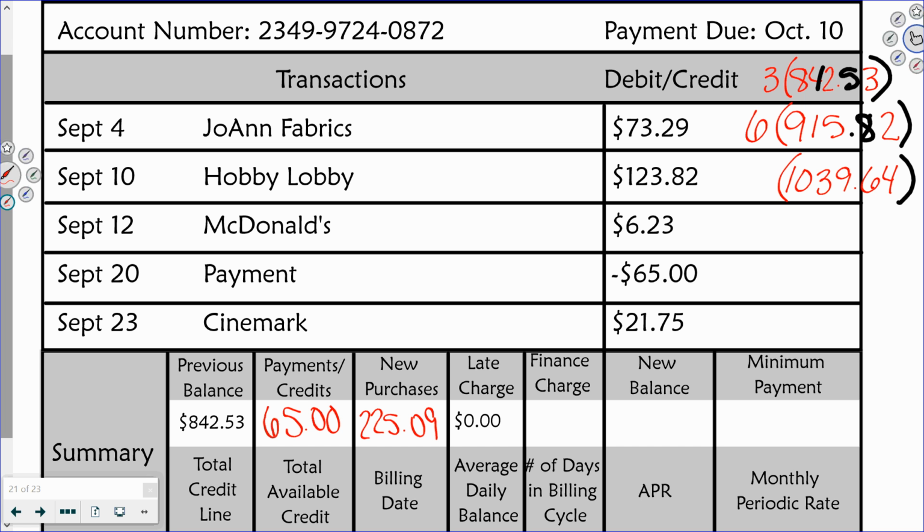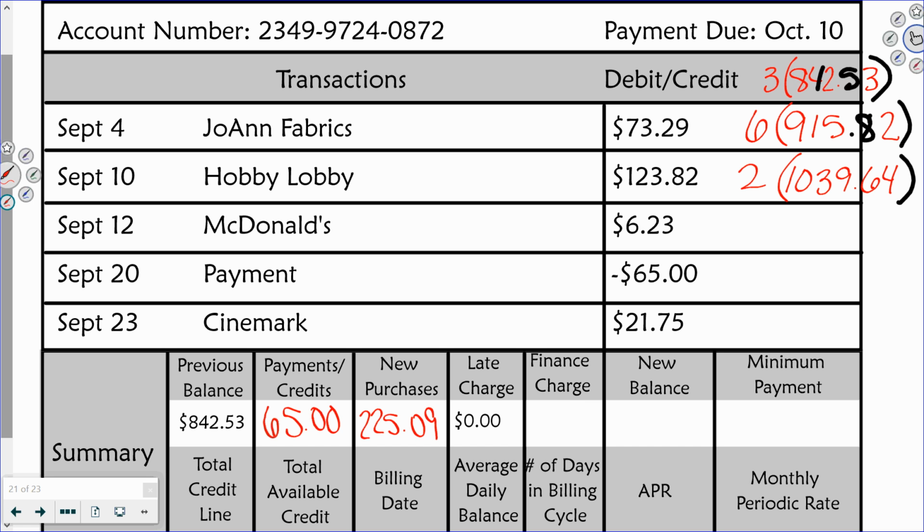What day did it start there? The 10th, right? The 10th is when it changed. 11th, is it still there? How about the 12th? The 12th, it changes again. So how many days did it sit there? 2. 2 days it sat at that balance.